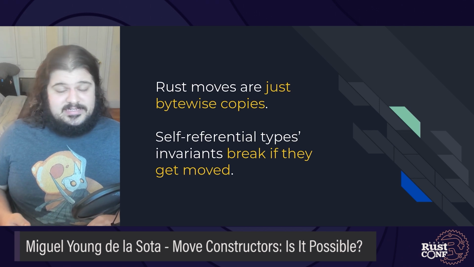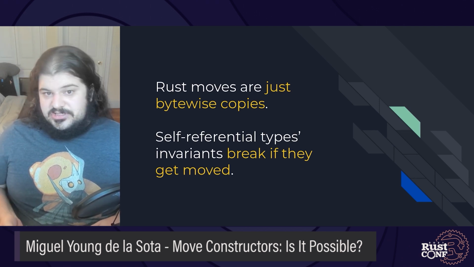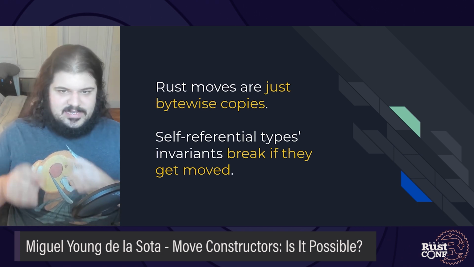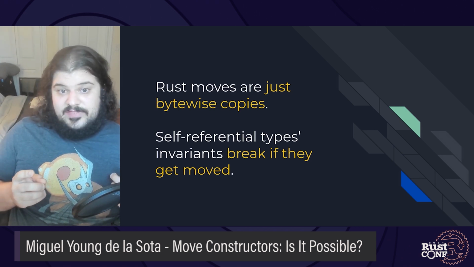Because Rust moves are implemented as bitwise copies, cycle doesn't get a chance to fix up its invariant. This is a general problem with self-referential types. Their invariants break if Rust moves them, and Rust really likes to silently move things.